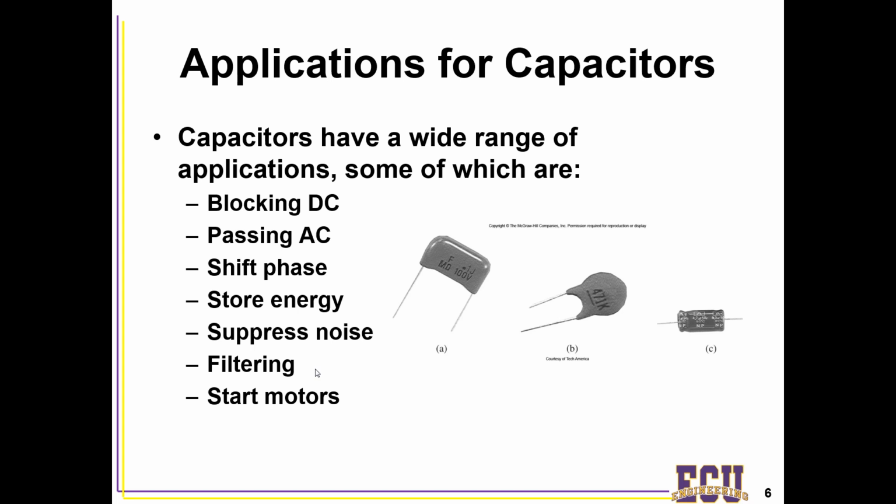all other signals. That way, if you want to listen to the music or the broadcast on that particular frequency, you keep that one, allow it to pass through, and any other frequency bands you block out. So you're getting your radio station and you're not getting all the other radio stations or all the other signals. You can also use capacitors to start motors.